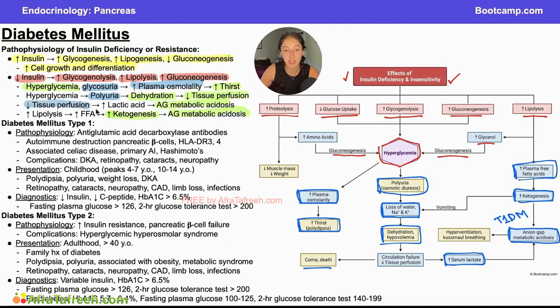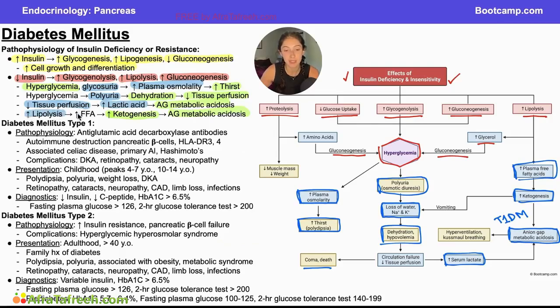It's this decreased tissue perfusion that causes the increase in lactic acid. So we often talk about in anaerobic exercise, when your tissue is not getting enough oxygen, that can lead to the buildup in lactic acid, and that's why your muscles feel sore. This decrease in tissue perfusion is what's leading to the decreased oxygenation of those tissues. That is what is causing the lactic acidosis, which here is also contributing to our anion gap metabolic acidosis.